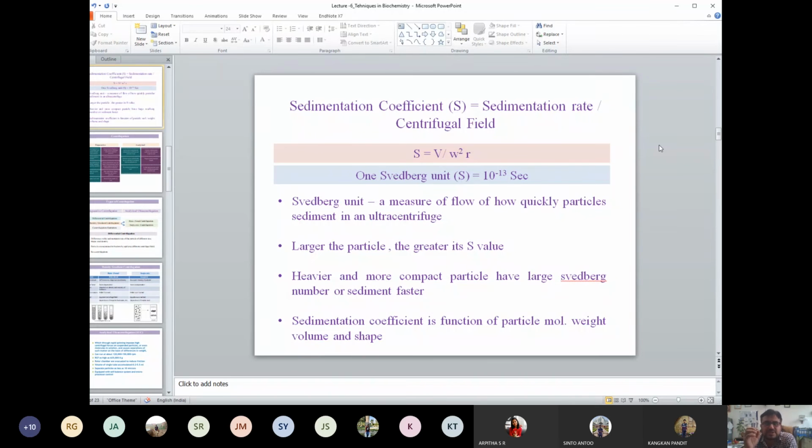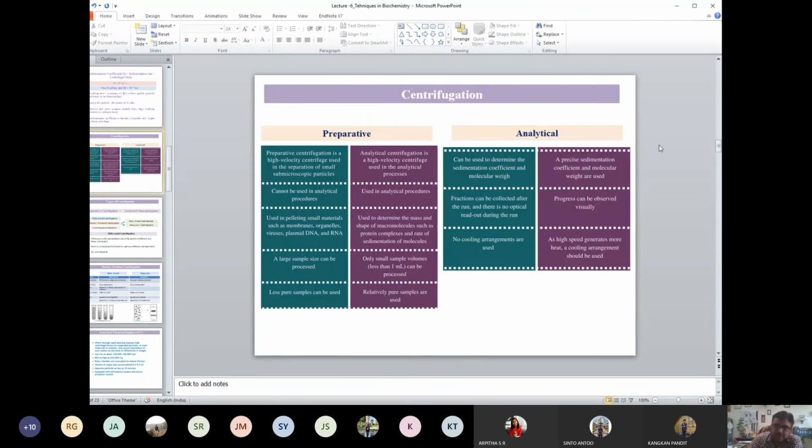If somebody asks you what the sedimentation coefficient is, you should confidently say that it is the ratio of sedimentation rate to the centrifugal field which we are going to provide. Now, when you talk of centrifugation, there are different classifications.